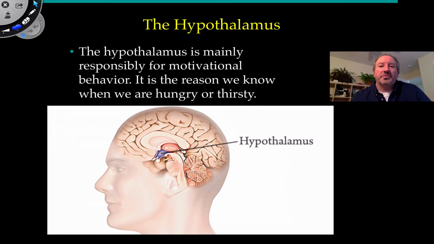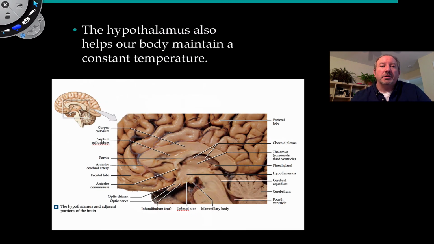This is the last structure that we're going to talk about in the video, but it's extremely, extremely important: the hypothalamus. It has so many important functions, and it's located right here below the thalamus. Again, the name implies that, hypothalamus. And it's responsible for motivational sorts of behaviors, having to do with feeling hungry, feeling thirsty, but that's not even all of it. And so it helps to maintain constant body temperature.